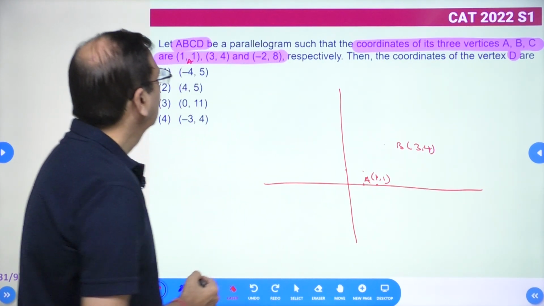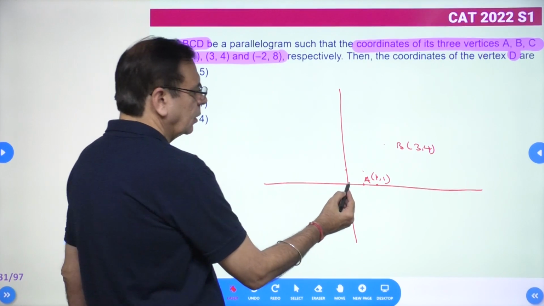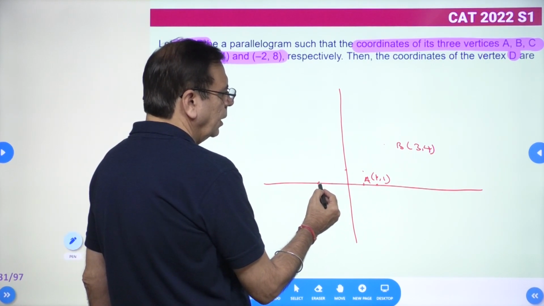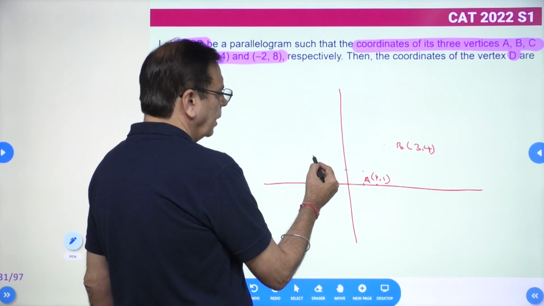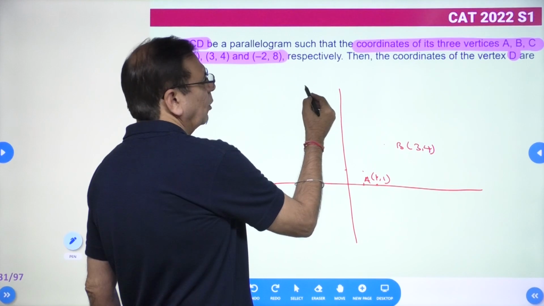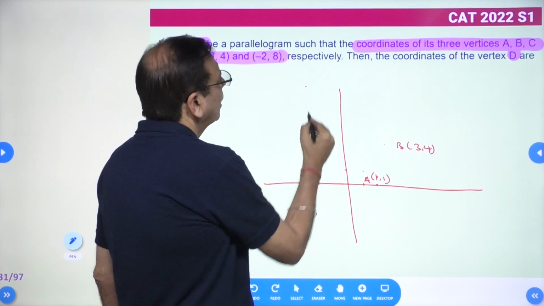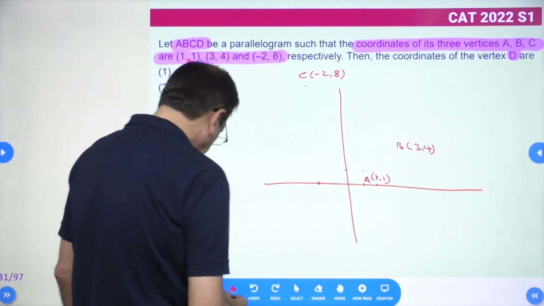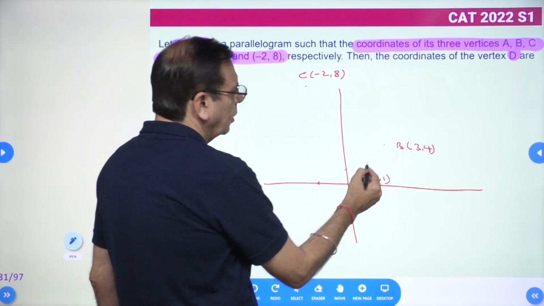Okay. And what is C? (-2, 8). This is 1, minus 2. So minus 2 is somewhere here. Minus 1, minus 2, minus 3, 4, 5, 6, 7, 8. Approximately कर रहा हूँ मैं. ठीक है. This is C, (-2, 8). Okay. अब फिगर बना के देख लेते हैं क्या आता है. What is the figure we are getting?